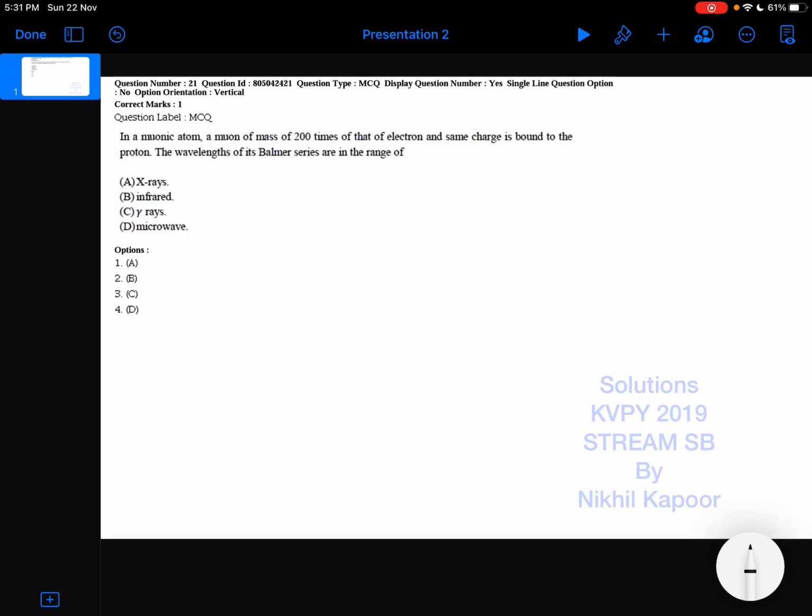Let's start with the 21st example, that is the first question from physics part 1. In a muonic atom, a muon having a mass equal to 200 times the mass of an electron, while the charge on the muon is the same as that of the electron, that is minus e, is bound to a proton. The wavelength of its Balmer series is in the range.